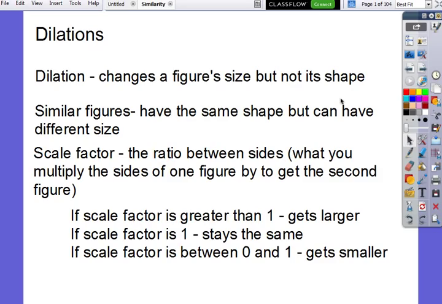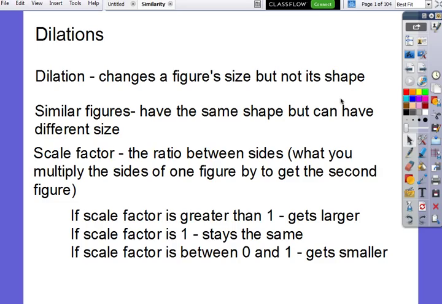So if it's a triangle, it's still going to be a triangle, just a bigger or smaller version of that same one. Similar figures, which we're going to get to later, and that's going to be the more important of this stuff, have the same shape but a different size. The scale factor is the ratio between the sides. In other words, what you multiply the sides of one figure by to get the second.